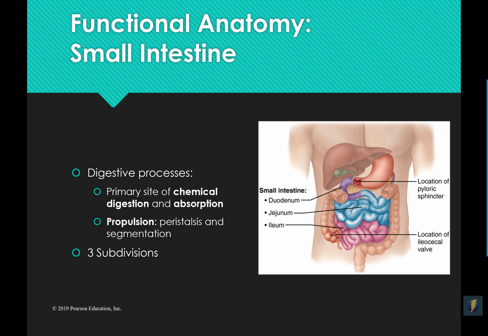There are some propulsive events. Of course, we're talking about peristalsis to move the food through the GI tract and through the small intestine, and then also segmentation, so that the chyme mixes with all of the enzymes that are here so that we can fully break down our food and absorb as much of the nutrients from our food as we possibly can.